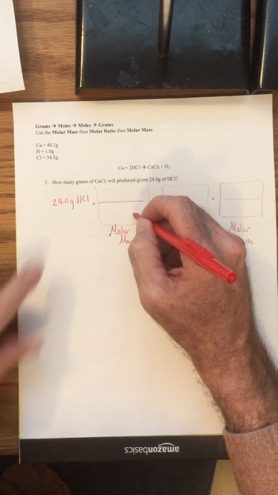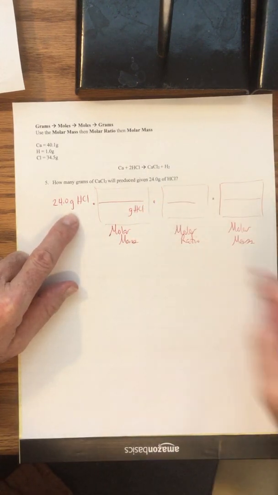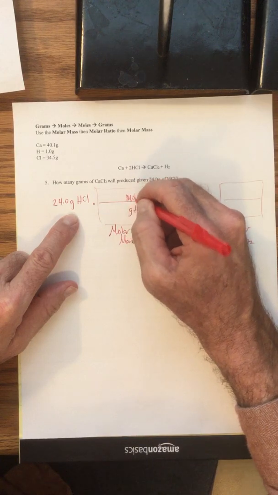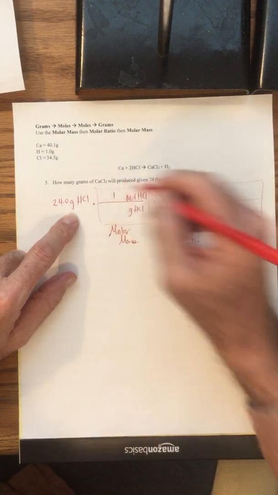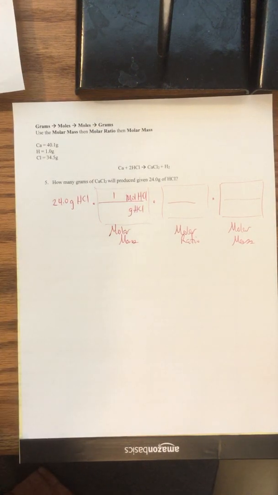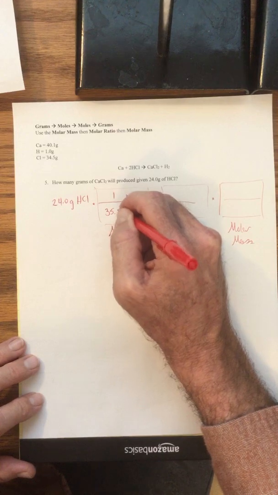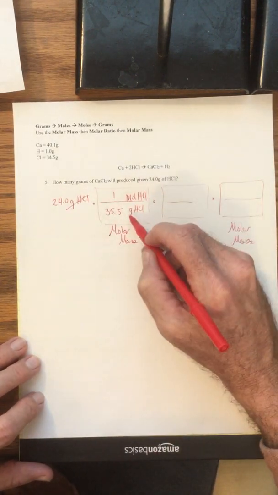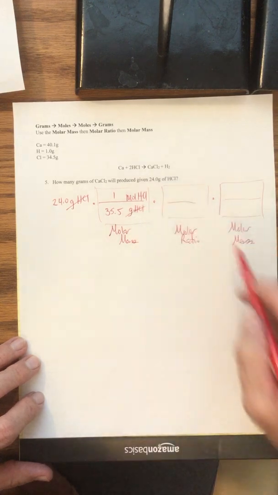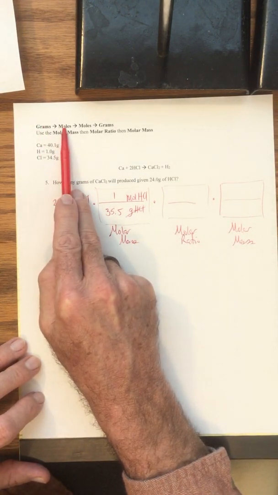So I'm going to be looking at my units. I'm going to cancel my grams of HCl and convert to moles of HCl. 1 mole of HCl, we've already done this calculation on the previous page, and we calculated it to be 35.5 grams. Grams HCl, grams HCl. We've now converted from grams to moles of my reactant.